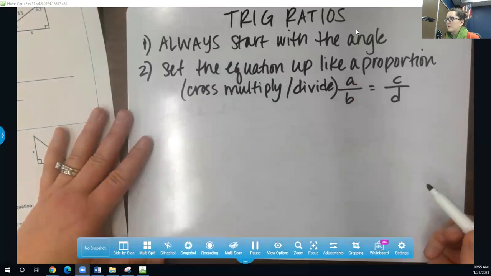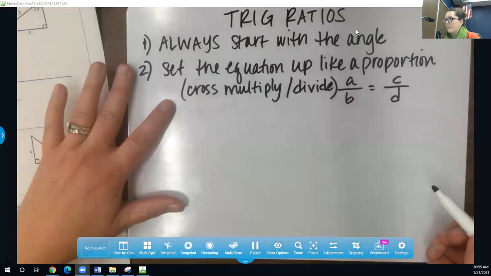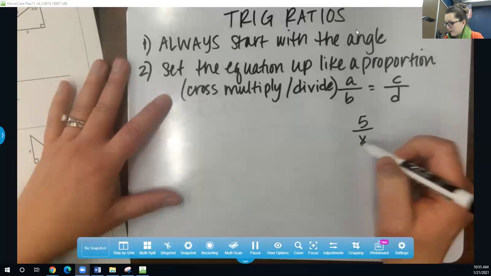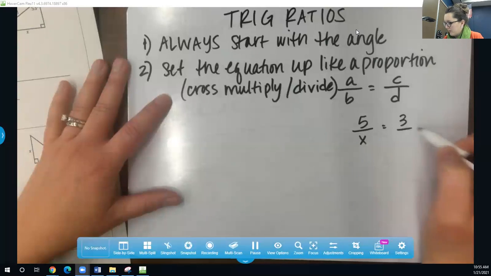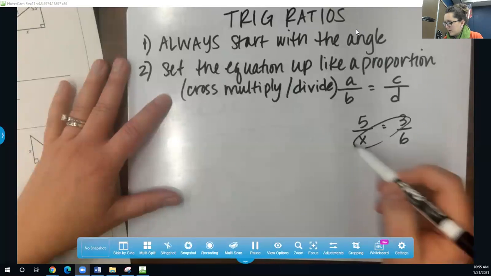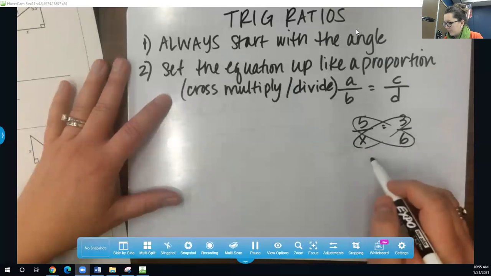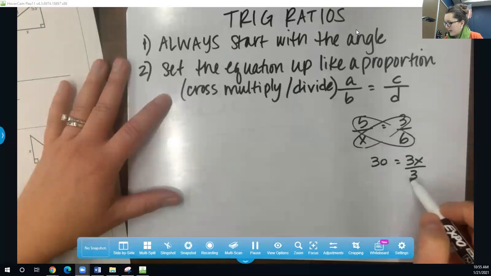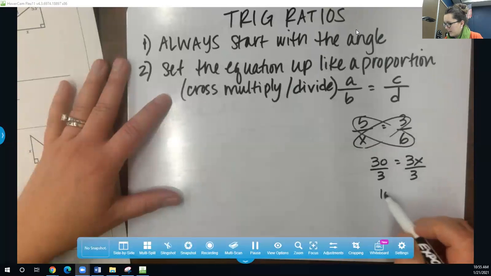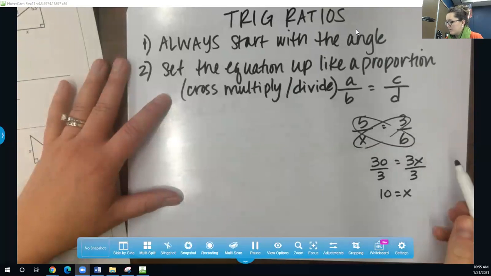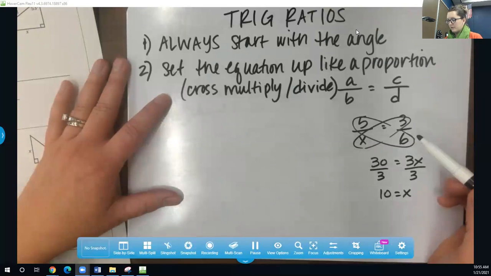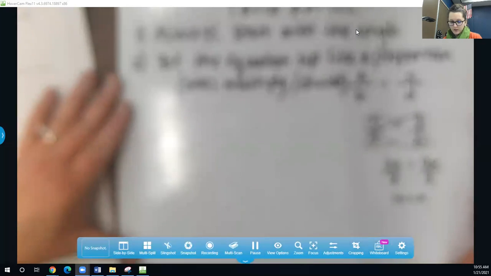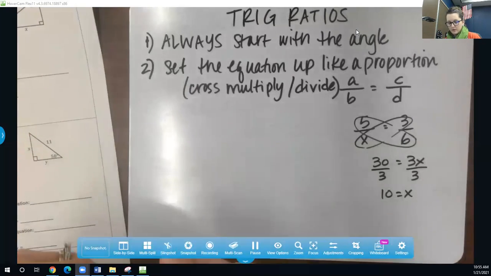So just a quick reminder of this. Let's take this here. If I have 5 over x equals 3 over 6, if I cross multiply and divide here, I have 30 equals 3x. So we cross multiplied. Divide, we're going to get 10 equals x. Okay. So quick reminder of cross multiplying and dividing. I know you remember how to do that, but just a reminder. So we're going to think about these examples. All right. So let's take a look at our first one.